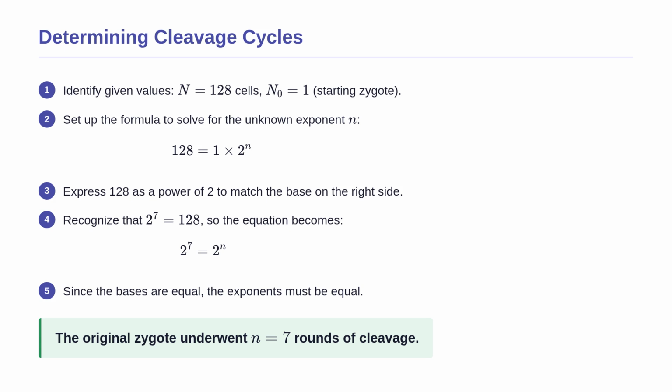To solve for the unknown exponent n, we need to express 128 as a power of 2. By recognizing our powers of 2, we know that 2 multiplied by itself 7 times is 128. So 2 to the 7th equals 2 to the n. Since the bases are the same, we drop them, revealing that n equals 7. This tells the doctor the embryo has successfully completed 7 synchronized division cycles, indicating healthy development.